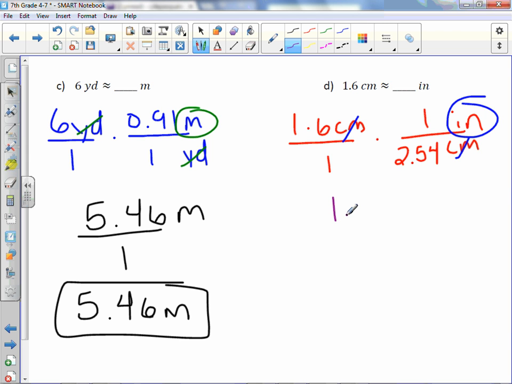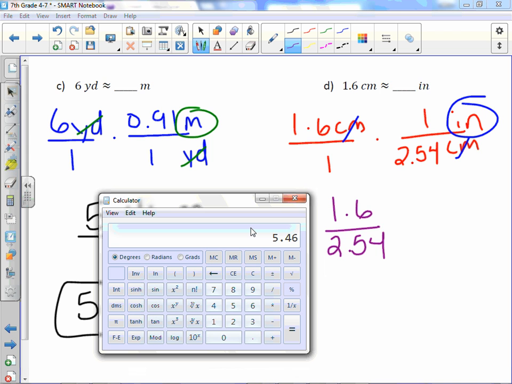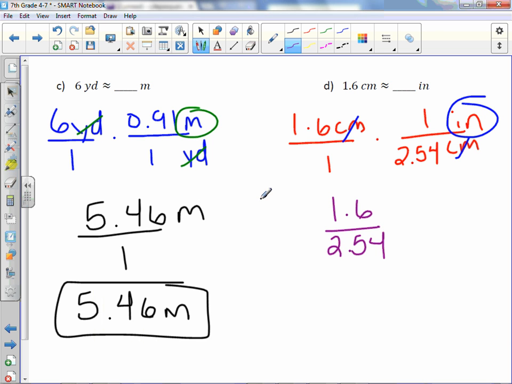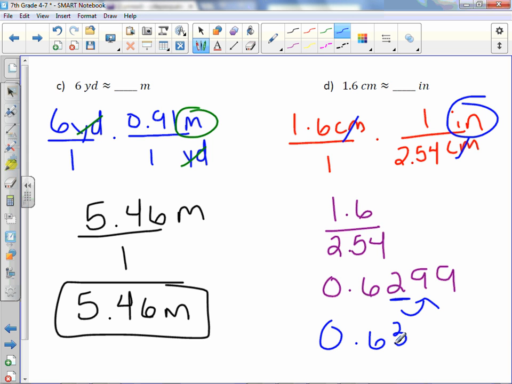1.6 times 1 is 1.6. 1 times 2.54 is 2.54. Fractions are division. So 1.6 divided by 2.54. Another long decimal, so let's write out a few digits. 0.6299. Round to the hundredths place. This would round up to a 3, so 0.63 inch.